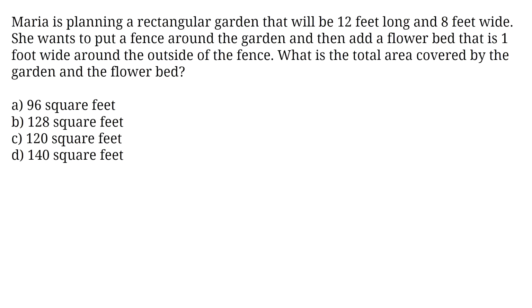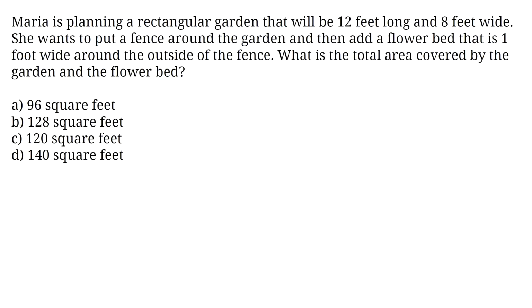Maria is planning a rectangular garden that will be 12 feet long and 8 feet wide. She wants to put a fence around the garden and then add a flower bed that is 1 foot wide around the outside of the fence. What is the total area covered by the garden and the flower bed? A. 96 square feet. B. 128 square feet. C. 120 square feet. D. 140 square feet.